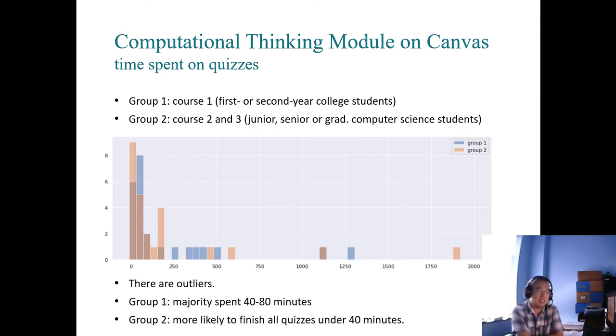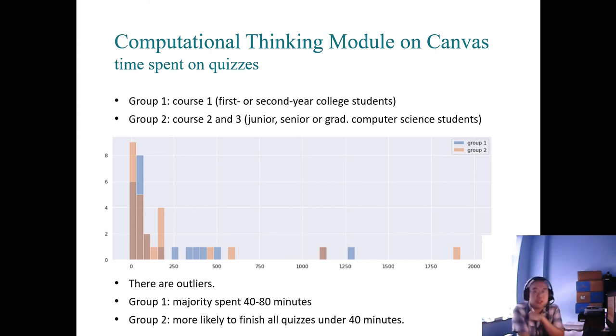And if we look on the left side, for group 1, the majority of the students spend 40 to 80 minutes to finish all the quizzes, and that is kind of reasonable because they are students new to computer science, and they have to do a little more reading, and they have to think for longer before they can do the quizzes correctly.